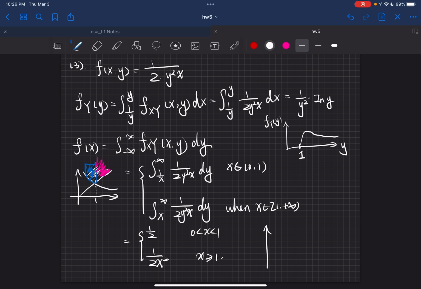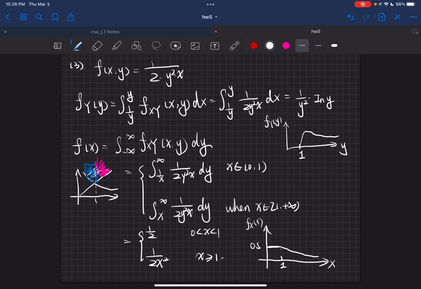So we draw the marginal density function of fx. It should be, here is 1, here 0.5. This is a straight line and gradually decreases.